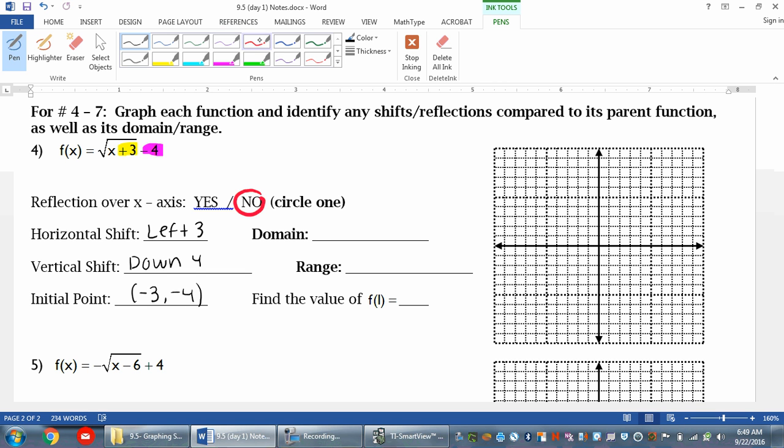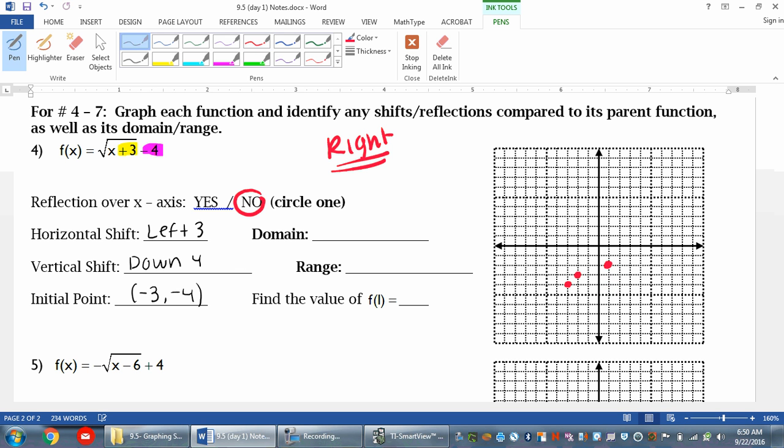Now we'll see what the domain and range actually do, just like usual. So I'm going to first graph my initial point. That's left 3, down 4. Now, my pattern is, again, always to the right. Since I go right 1, I'm going to go up 1 because there's no reflection. Return back to the initial point. Do you remember the next part? Remember, we have to go all the way to 4 because the square root of 4 is 2. So I'm going to go right 4, 1, 2, 3, 4, up 2.